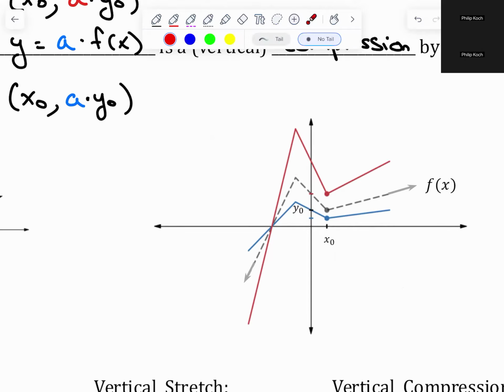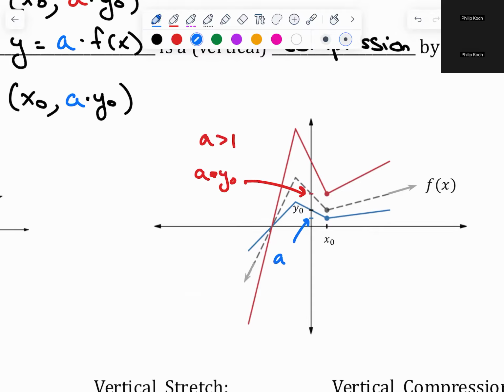In fact, what I did here is I actually did 2 times. These are arbitrary graphs, but I doubled the values. So here's the original y naught value, and then I doubled it to get up here. So this is A times y naught with A greater than 1. And here is A y naught with A between 0 and 1.